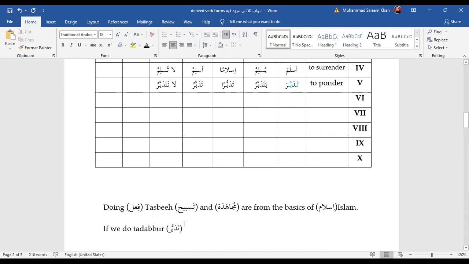And then we continue if we do tadabbur. So if you are able to memorize this sentence, inshallah, you are able to memorize all the 5 forms of the verb. Doing tasbih and mujahada are from the basics of Islam. Sabbaha, jahada, aslama. And if we do tadabbur, which is tadabbara, and then we will continue, inshallah, and we will complete our 10 forms of the verb.